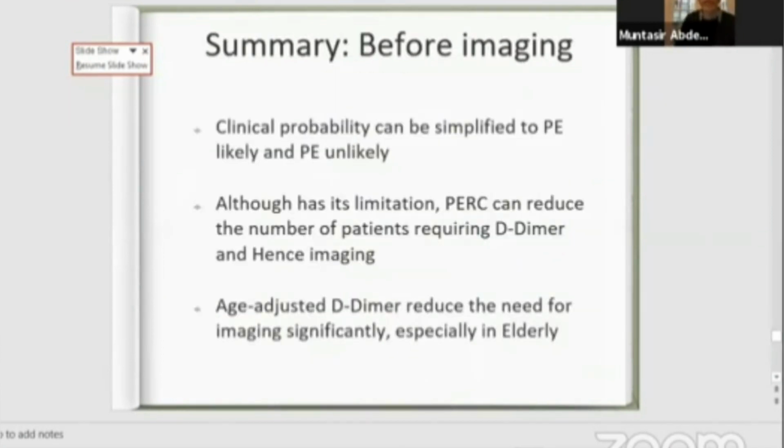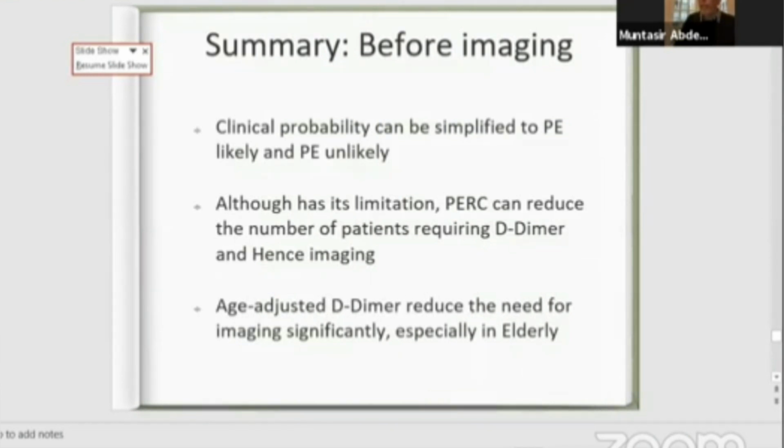So we reach the end now of the lecture. We summarize the lecture now. Before the imaging, you have to assess the clinical probability. The clinical probability recently has been simplified to 2 groups: pulmonary embolism likely and pulmonary embolism unlikely. And we mentioned that D-dimer is a very useful test to try to avoid imaging, but it led to more imaging rather than reducing it. Therefore, we try to reduce the number of patients requiring D-dimer by using PERC, which is the pulmonary embolism rule-out criteria.